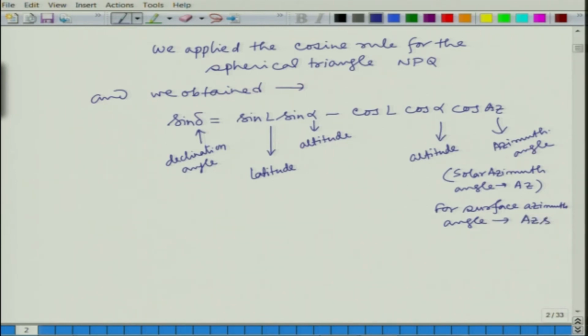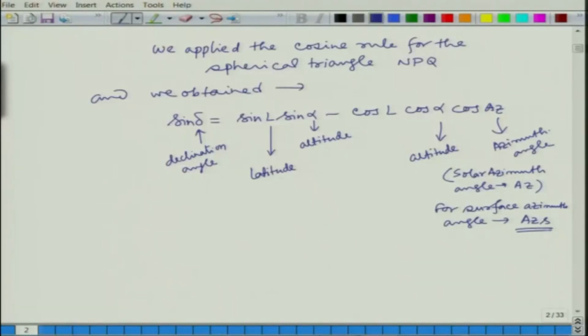Now, S starts both solar as well as surface, but still we have to choose one. So, we have chosen that S will be there for surface, not for solar azimuth angle. Okay. So, up to this, the relationships we have seen in the last class.